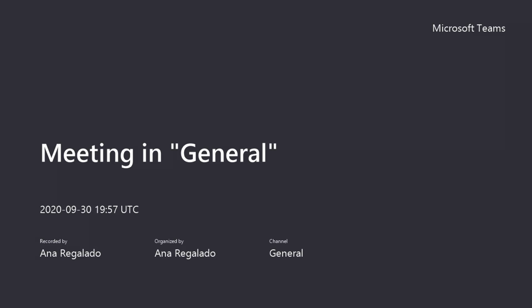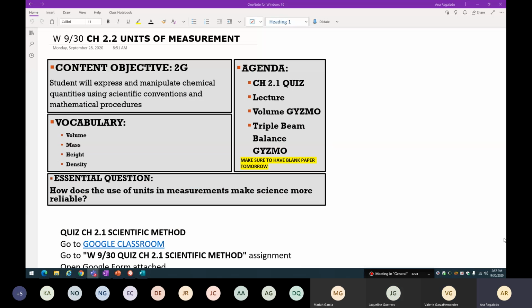Today we're beginning chapter 2.2, which is on units of measurements. Our objective is that we're going to express and manipulate chemical quantities using scientific conventions and mathematical procedures.